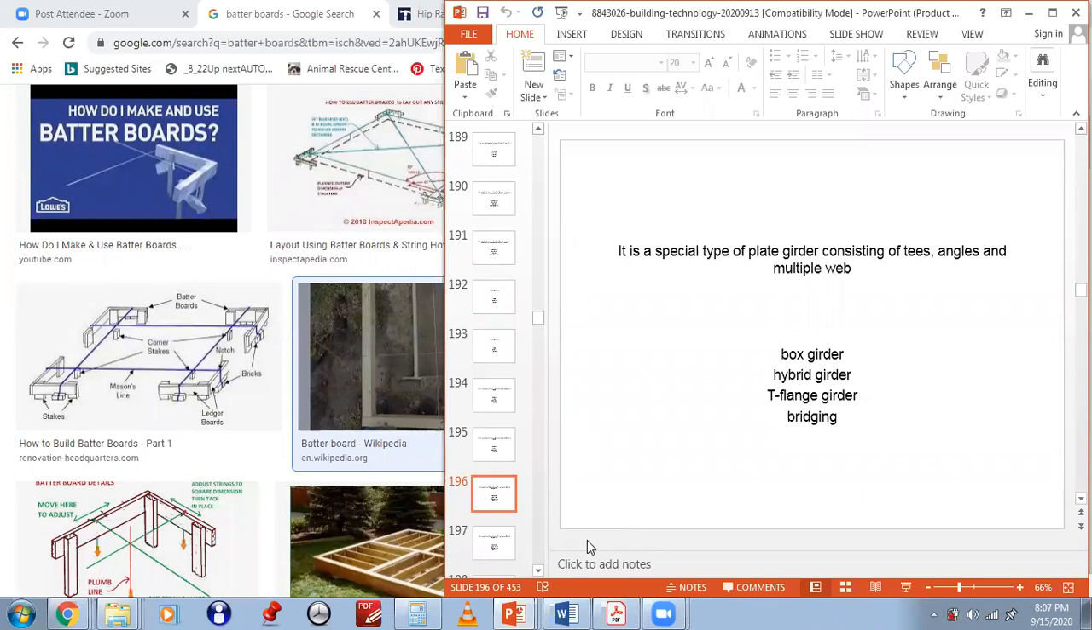It is a special type of plate girder consisting of plates, angles, and multiple webs. So box girder. It's a hybrid girder. Okay, so for this, you really have to study the truss types.